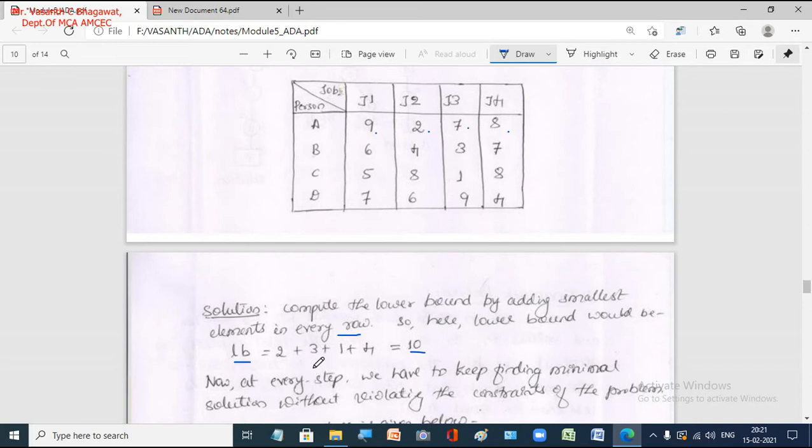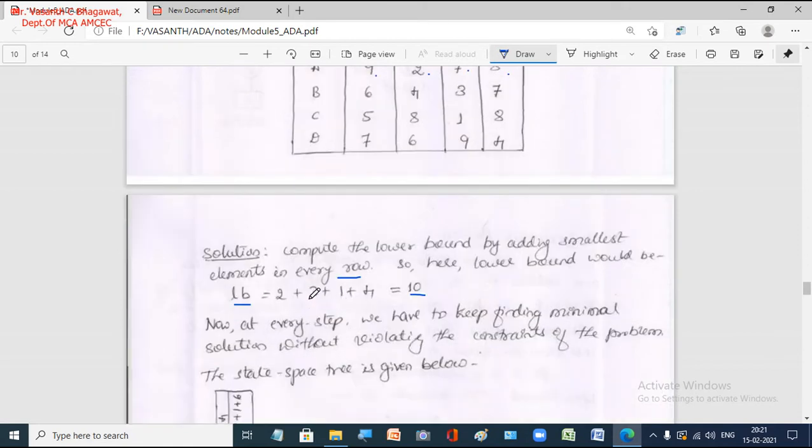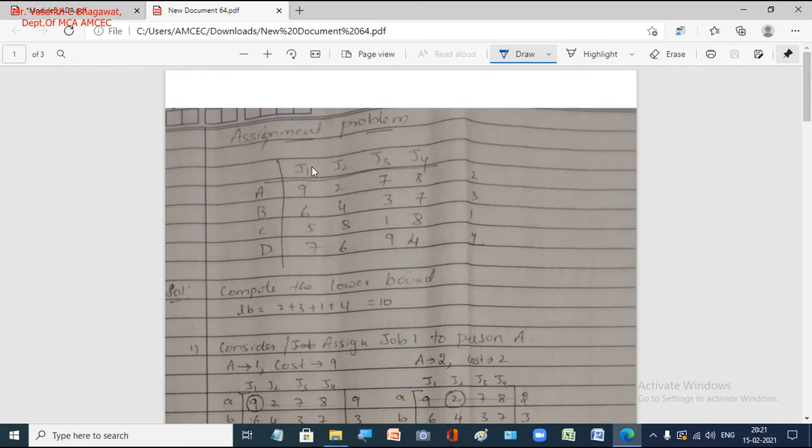Now we try to assign one job to one person and try to find its lower bound. Whichever result gives you the least lower bound, we go in that direction. That means we start constructing the tree in that particular direction. Now let us try to solve this problem. This is the same problem.